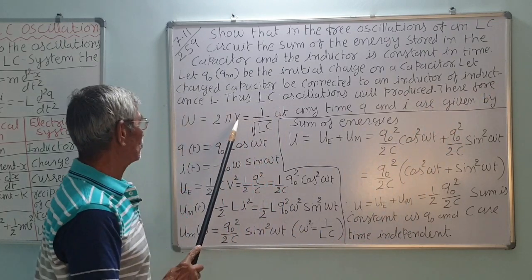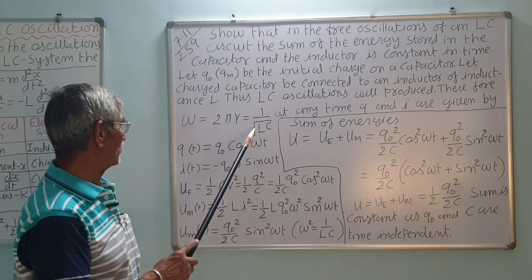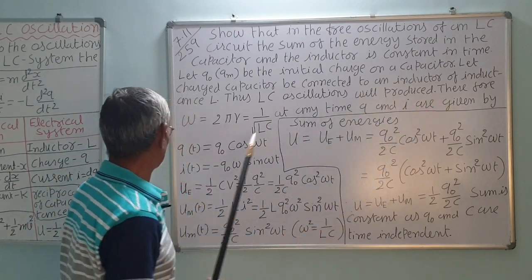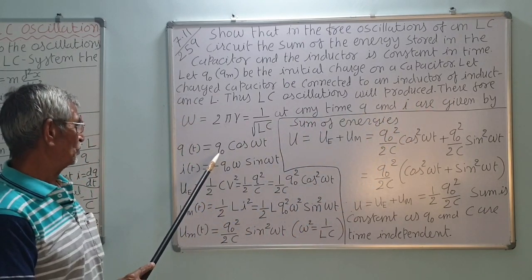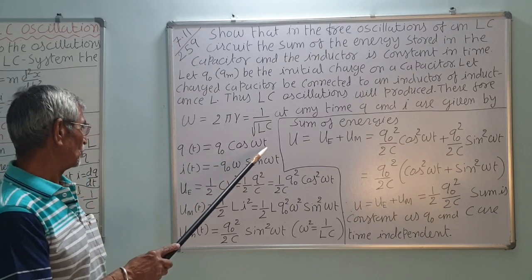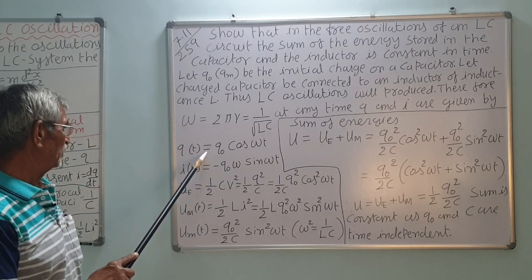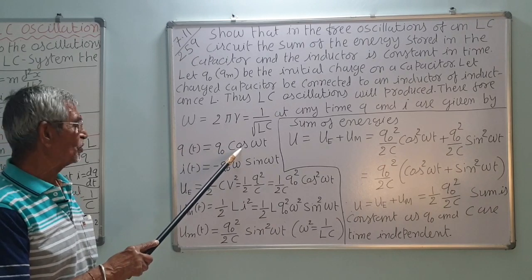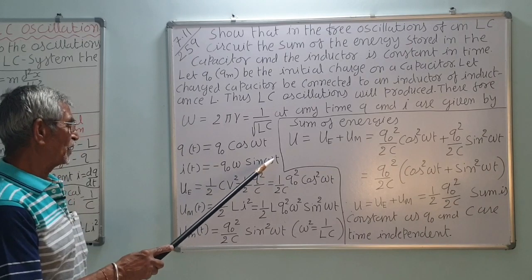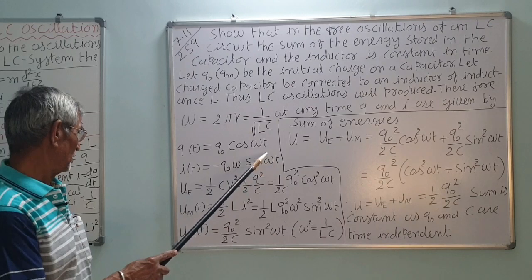Therefore, omega is equal to 2 pi nu, as we have studied in the theory, and that is 1 upon under root LC. At any time, q and I are given by q(t) is equal to Q0, or Qm, sometimes they use Qm also, the maximum charge, into cos omega t. So, I is equal to the derivative dq by dt, the derivative of cos is minus sine. So, that is minus Q0 omega sin omega t.